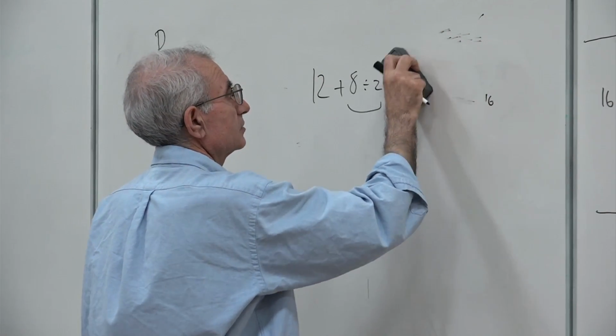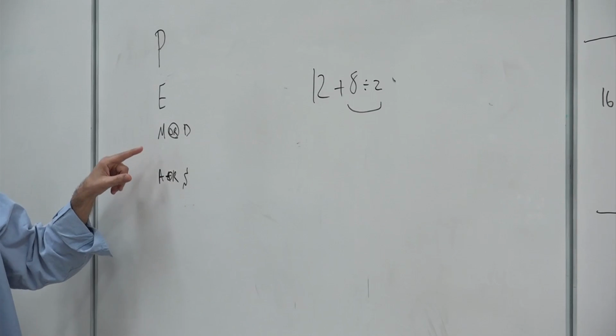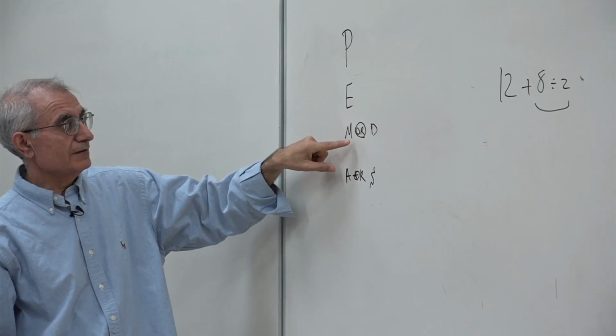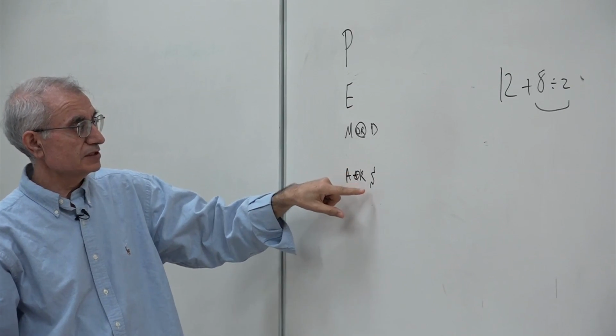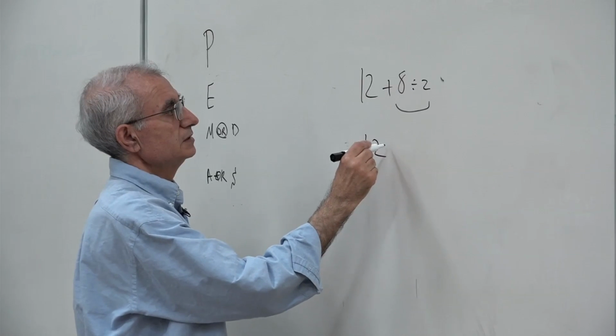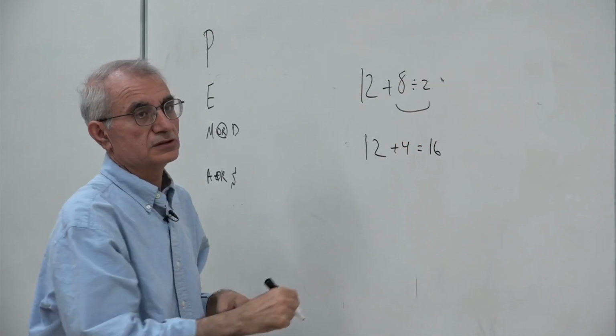So let me do this problem the correct way now that we know the rules. Here, I don't have anything inside the parentheses. I don't have any exponent, but I have a division. Division comes before addition and subtraction, so I have to divide first. So I'm going to rewrite my 12. Then 8 divided by 2 will give me 4. 4 plus 12 is 16. So this is the correct way.